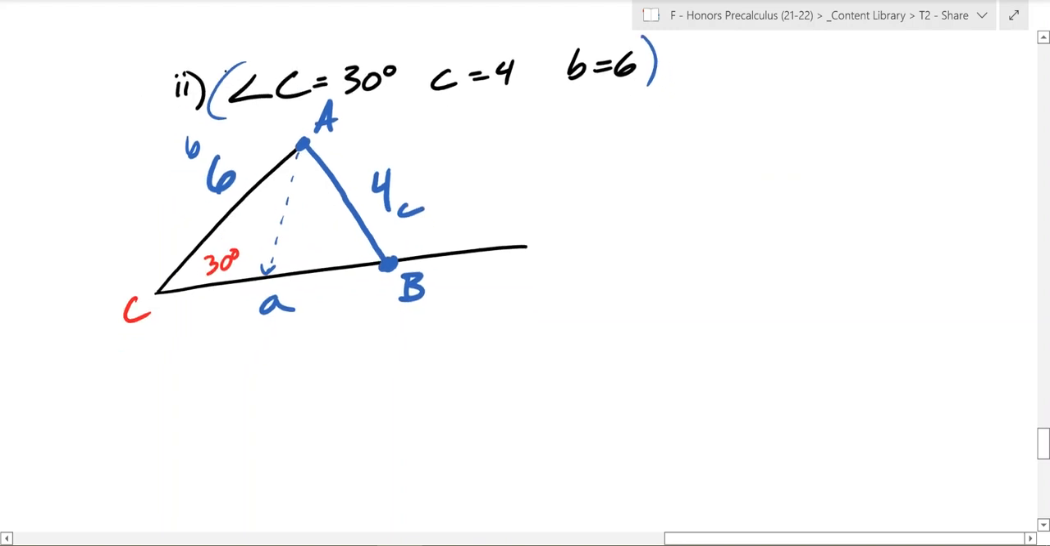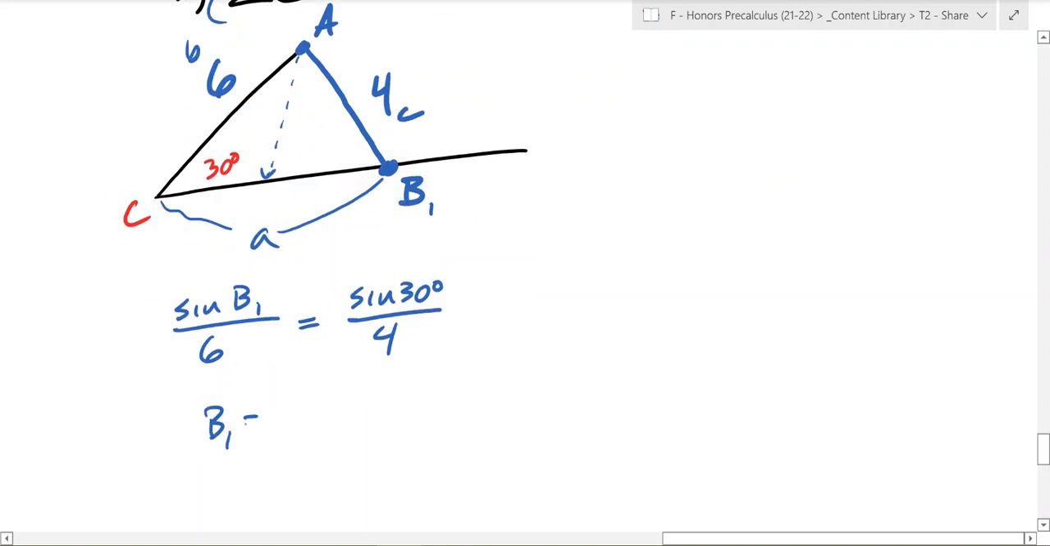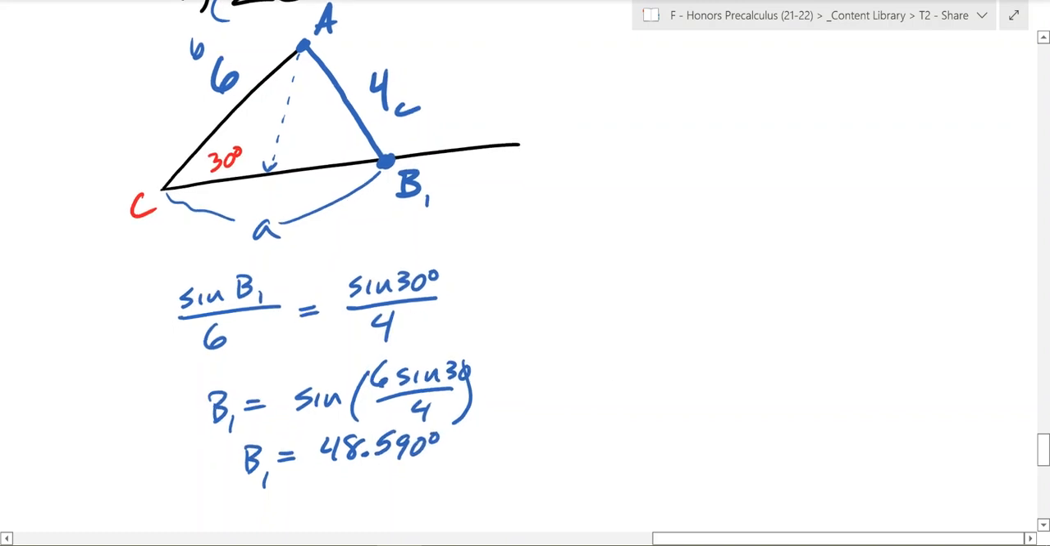So let's figure out the first big one here. We'll call this B1 here. And remember, a is the length of this side right here. So what does that mean? It means that sine of B1, whatever that angle measure is, over 6 is going to be equal to the sine of 30 degrees over 4. So when you do this out, it means that B1 is going to be the sine inverse of 6 sine 30 over 4. So B1 is going to be equal to 48.590 degrees.